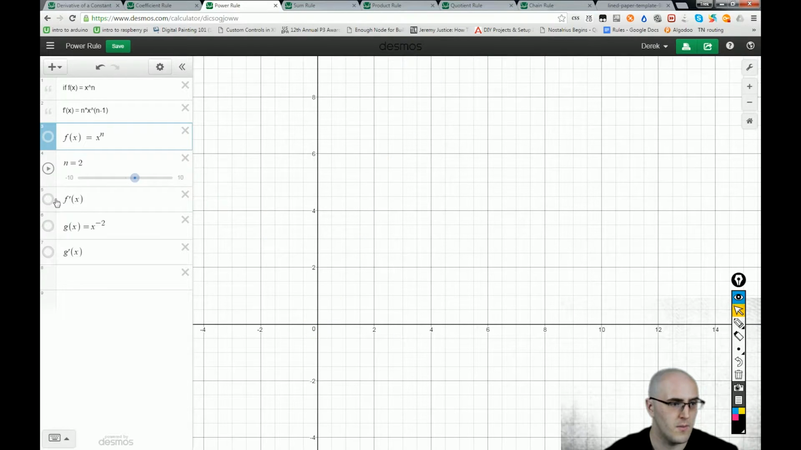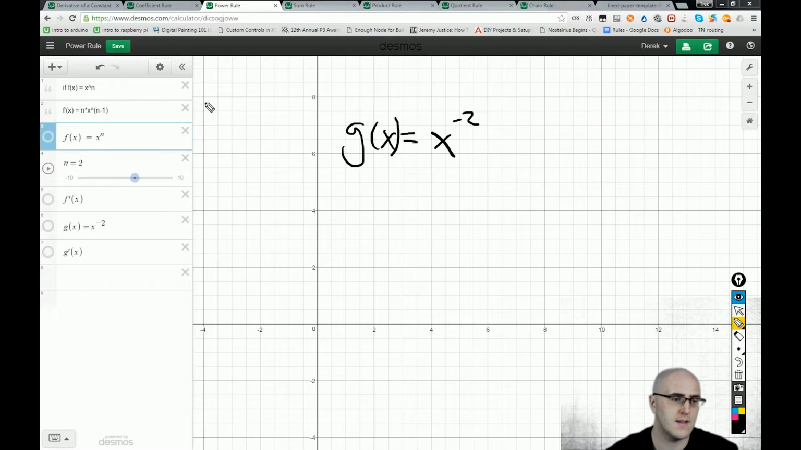Alright, and we're going to do a little bit more advanced example, because this is really a common one. I really want you to follow what it's talking about. So we have g of x is equal to x to the negative 2. Now you can use the power rule on anything that isn't x to the 0. So you can use it on x to the 1 and x to the negative 1 and any integer value or even non-integer value besides that one.